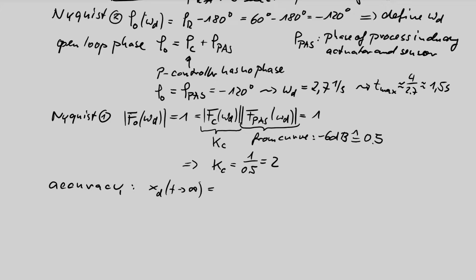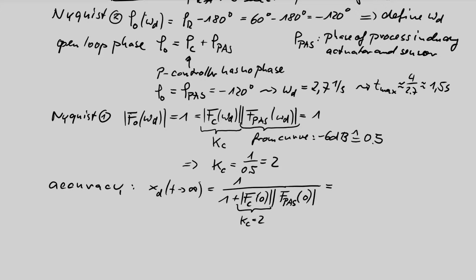XD for large times is 1 divided by 1 plus open loop magnitude, which is again controller gain at 0 multiplied with the process, actuator, sensor gain coming from the Bode plot or from other information at 0. In our case, this is clear. This is Kc, and Kc is calculated to 2.